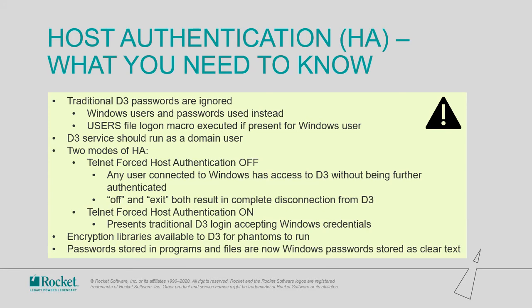There are two modes of D3 Windows host authentication: Telnet Force Check on and off. When running with Telnet Force Check off, D3 will authenticate the user and go straight to the logon macro if present, and not ask for a user ID or password. When running with Telnet Force Check on, the standard D3 login prompt is presented and the user is asked for a Windows user and password before gaining access to D3. Telnet Force Check on is the more secure and generally preferred method.